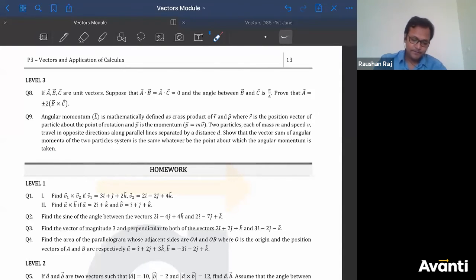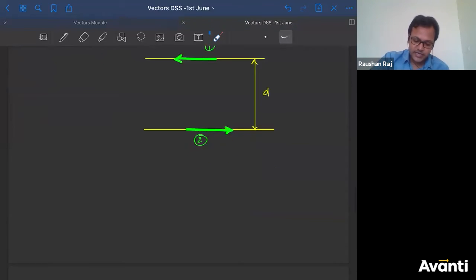Show that the vector sum of angular momenta of the two particle system is the same whatever be the point about which angular momentum is taken. The question is, you have to show that the vector sum of angular momenta of the two particle system is the same whatever be the point about which you are finding the angular momentum. Let me consider any arbitrary point. Let me consider this is that arbitrary point.